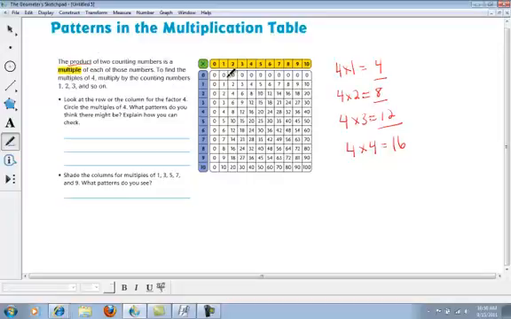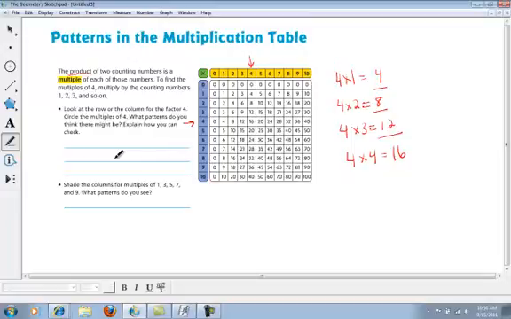Now, if you look at a multiplication chart, you can see factors written across the top and factors written down the side. This is a column that shows the multiples of 4. This is a row that shows the multiples of 4. It tells us to circle those multiples of 4. What patterns do you think there might be? Well, I think the pattern is that it's going to list all the multiples of 4 in order.